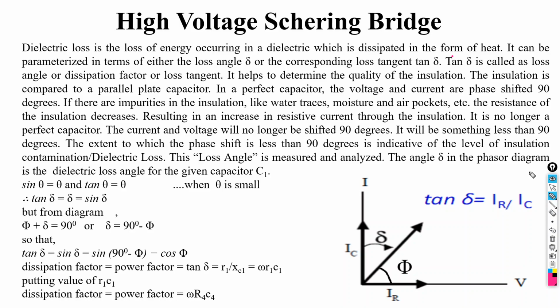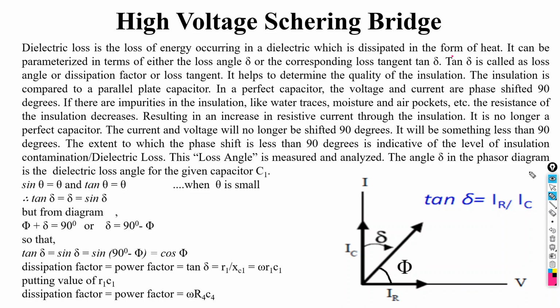If there are impurities in the insulation, like water traces, moisture and air pockets, then the resistance of the insulation decreases, resulting in an increase in the resistive current through the insulation. Therefore, it is no longer a perfect capacitor. The current and voltage will no longer be shifted by 90 degrees.